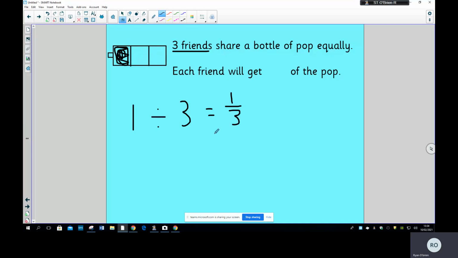Do you see how the denominator becomes how many people you're sharing it by, which is what the denominator is, isn't it? It's how many parts it's divided into. And the numerator is just the 1 part out of how many parts there are. So 3 friends share a bottle of pop equally. Each friend will get 1/3 of the pop. So this friend will have a glass, this friend will have a glass, this friend will have a glass.